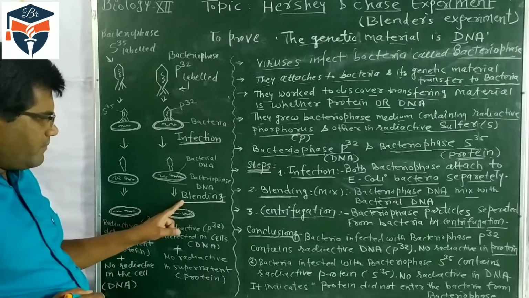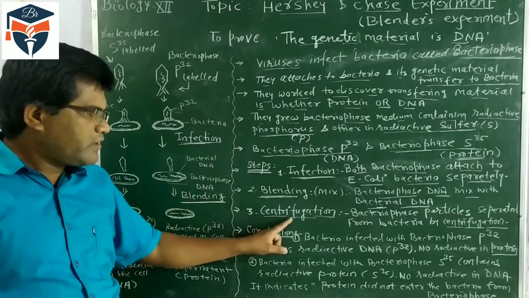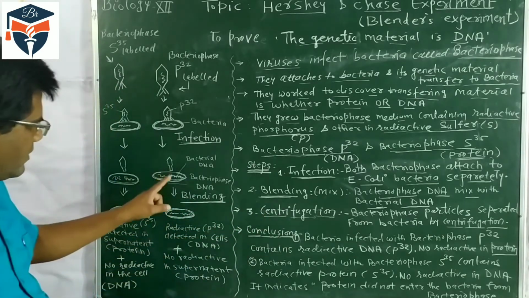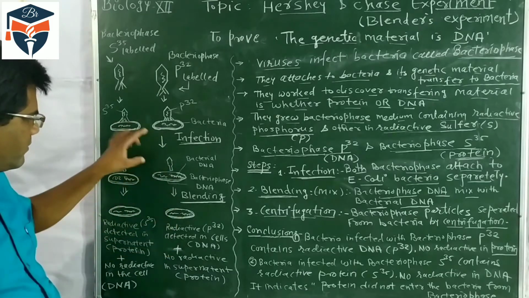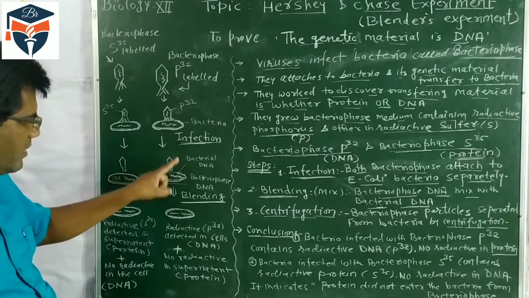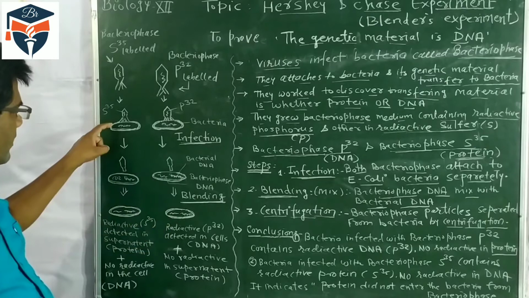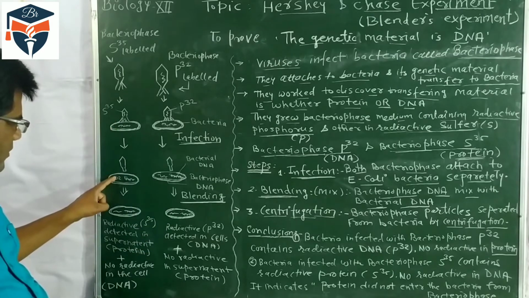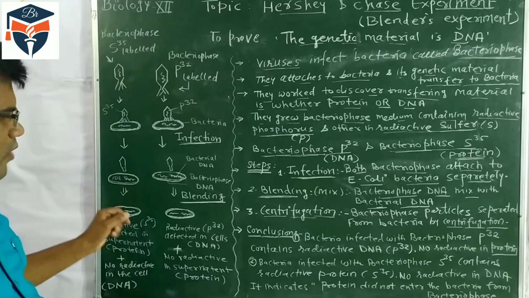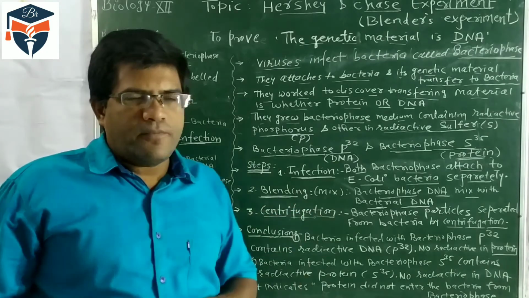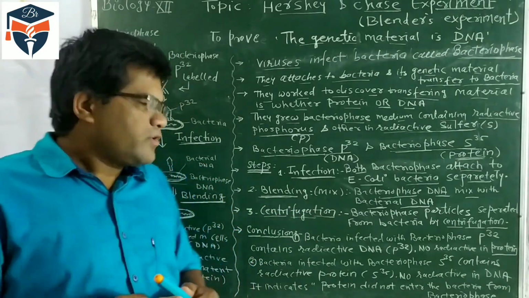After the blending, the third process is centrifugation. When the genetic material of both, the bacteriophage genetic material and the bacterial material, is mixed up, here also the bacteriophage genetic material is mixed with the bacterial material. Now what happened? Centrifugation. In centrifugation, what happened?